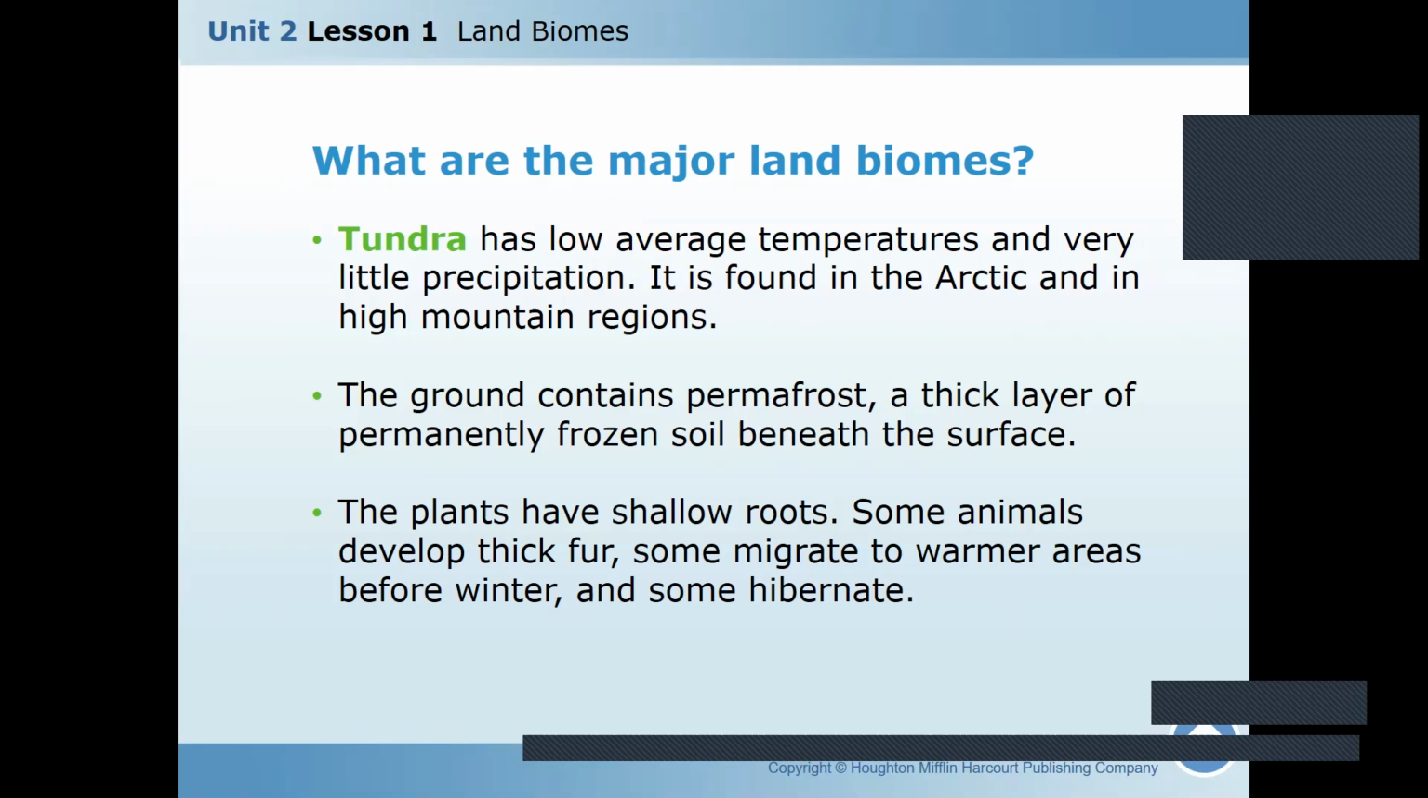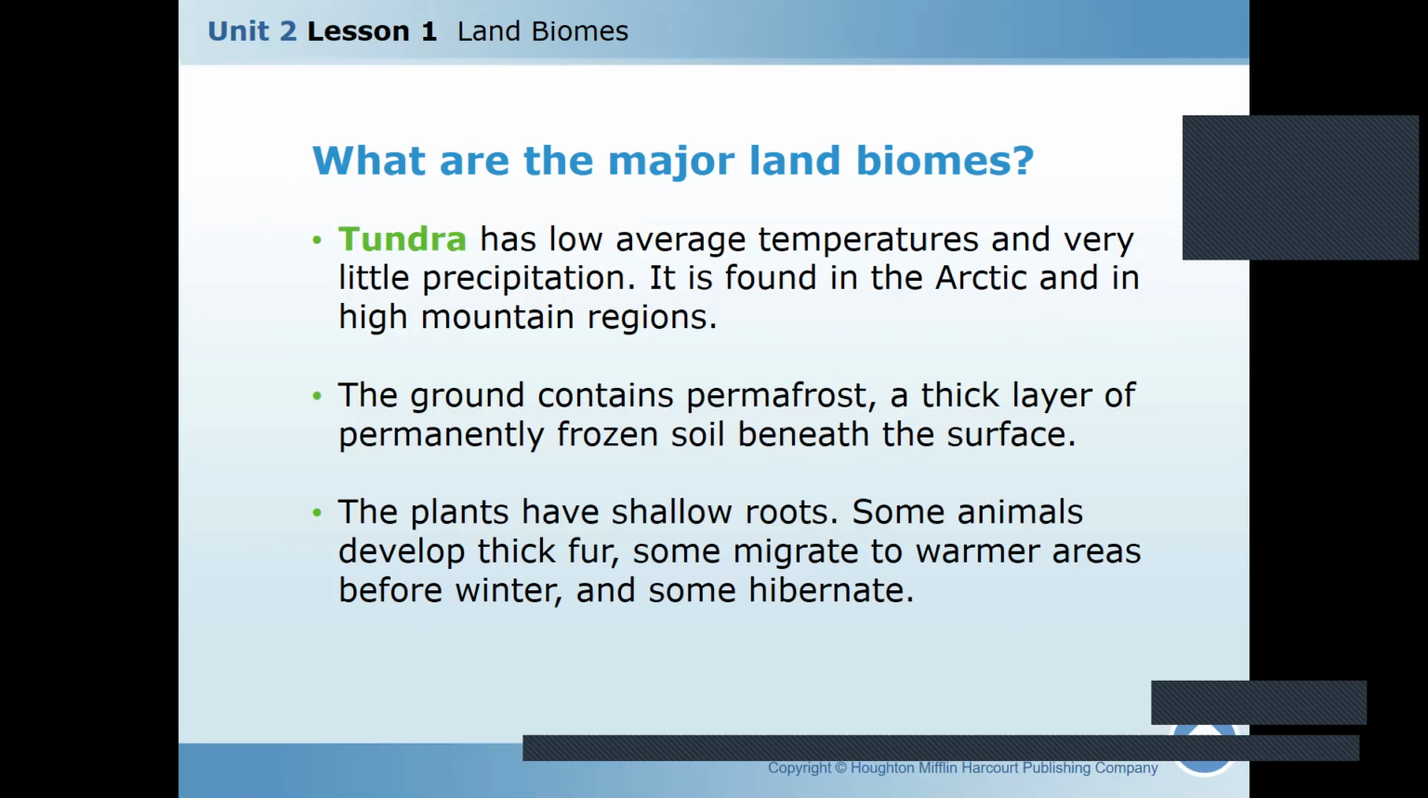Tundra has low average temperatures, frozen, and very little rainfall. It is found in the Arctic and in high mountain regions. When they say it's found in the Arctic, that means it is found near the snowfalls. The ground contains permafrost. What is permafrost? It's a very thick layer of permanently frozen soil.